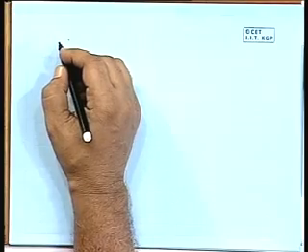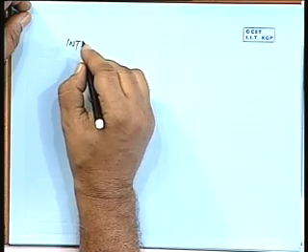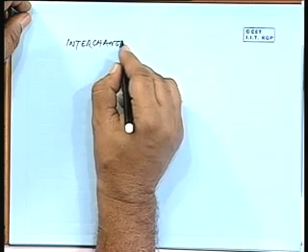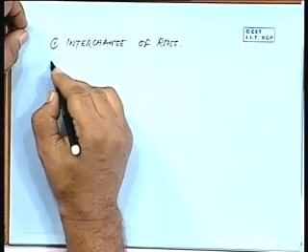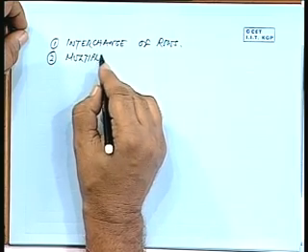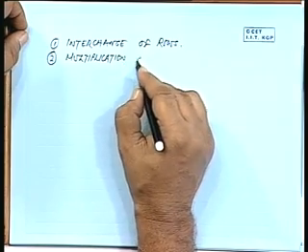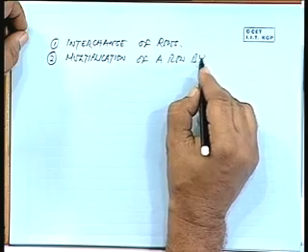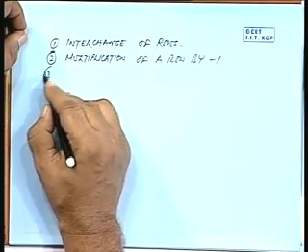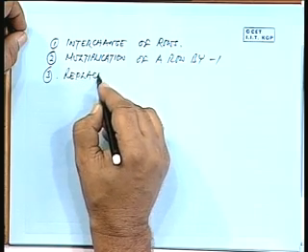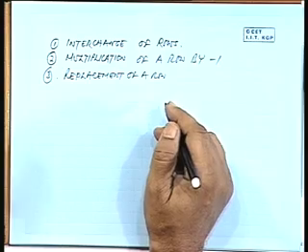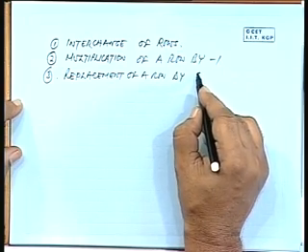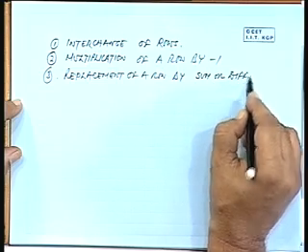For this, there are 3 elementary operations that we shall resort to, that is: interchange of rows, multiplication of a row by minus 1, and then replacement of a row by sum or difference of other rows.